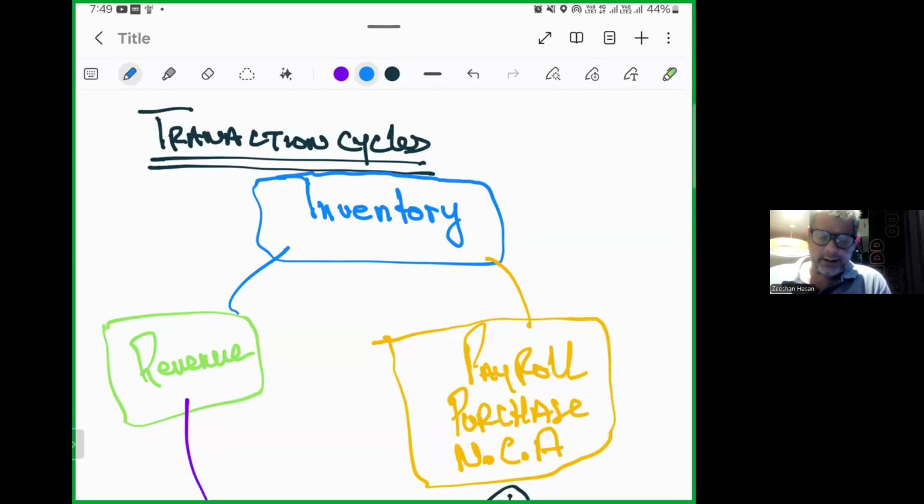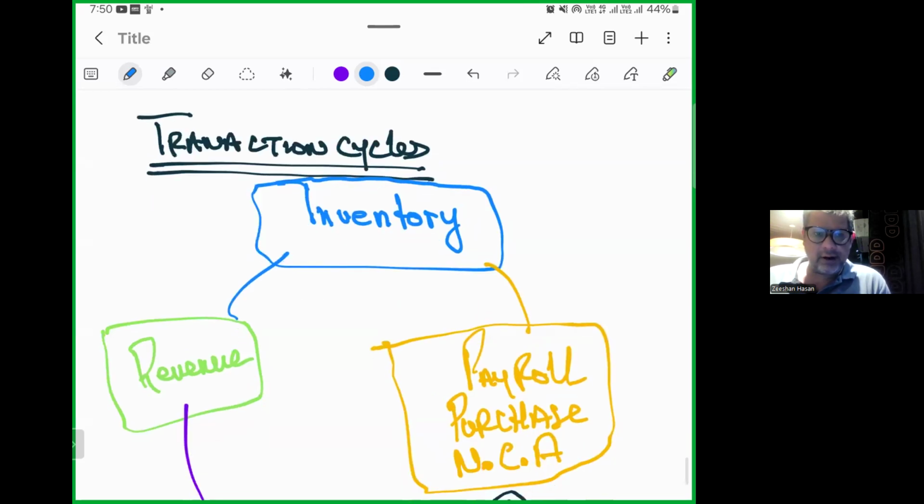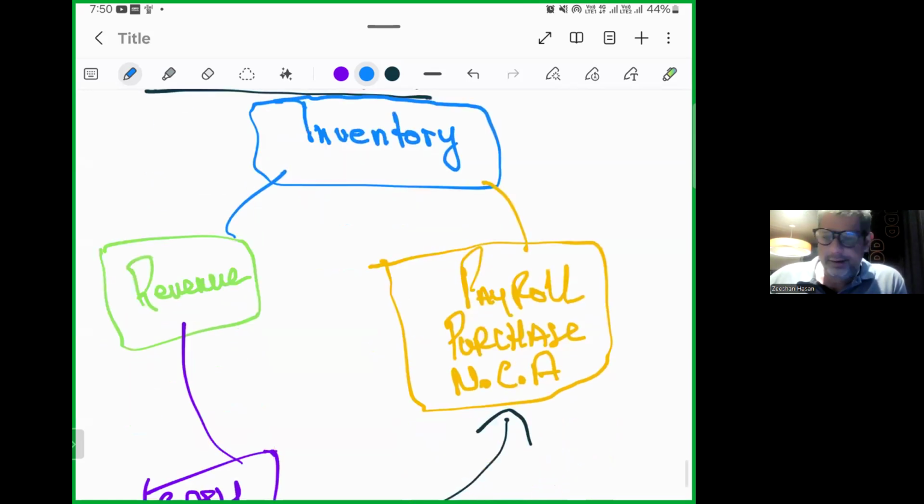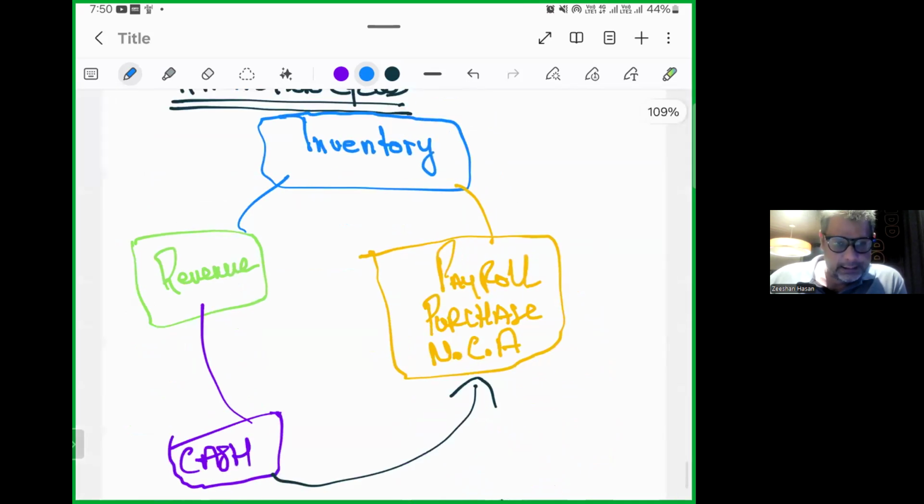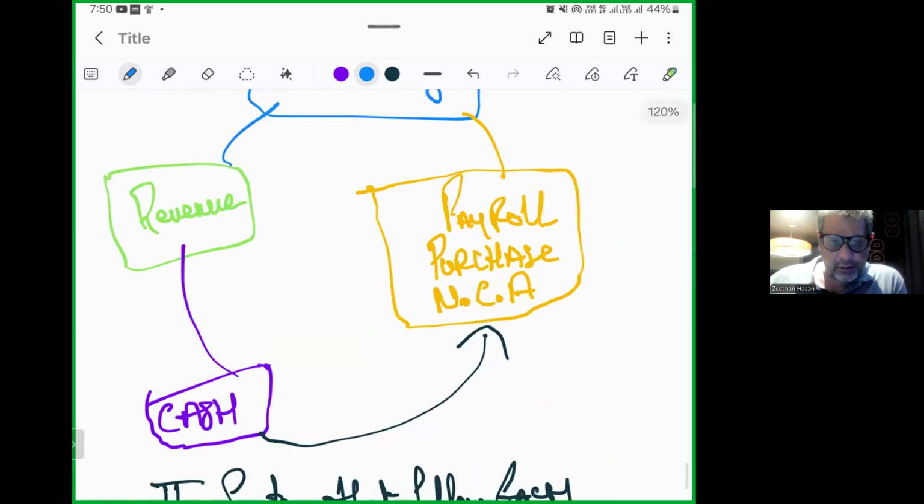So let us continue with the test of controls and start with the transaction cycles. As you can see, we have various transaction cycles related to inventory, revenue, cash, payroll, purchases, and non-current assets. Auditors are often required to perform the transaction cycle approach. This enables the auditor to gather evidence for related account balances, transactions, and disclosures simultaneously.